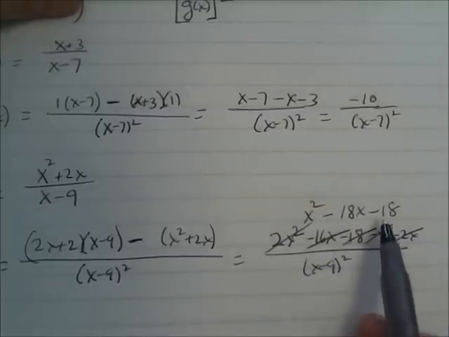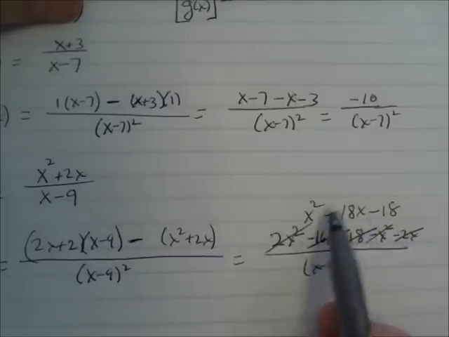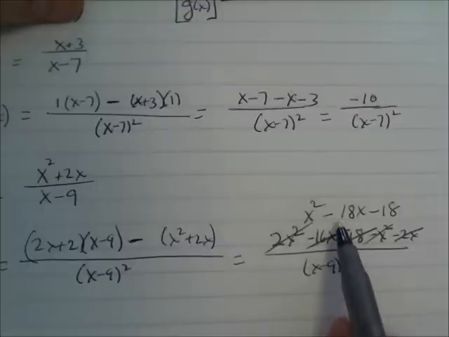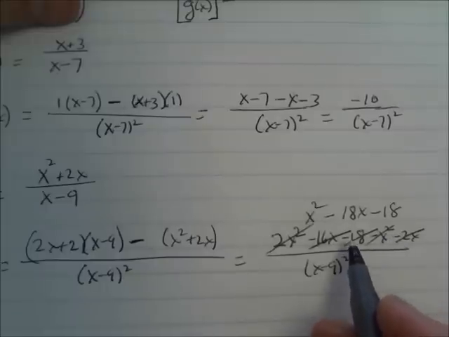So it looks like, I don't think this is factorable at all. If you could factor this into x minus 9 times something else, you would be able to cancel that out. But that's about all you can do with this function.